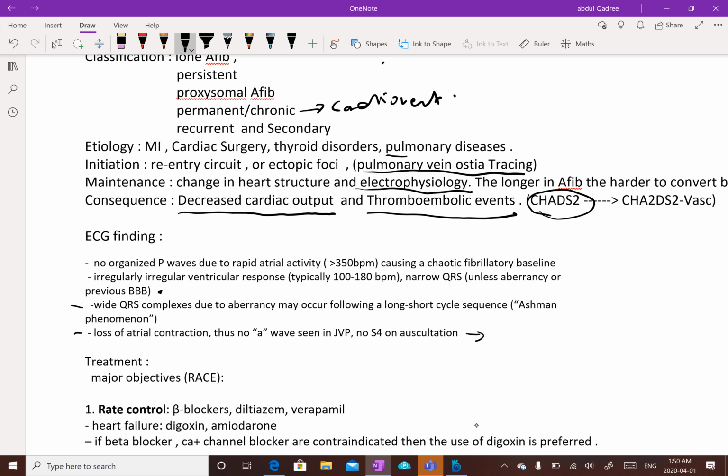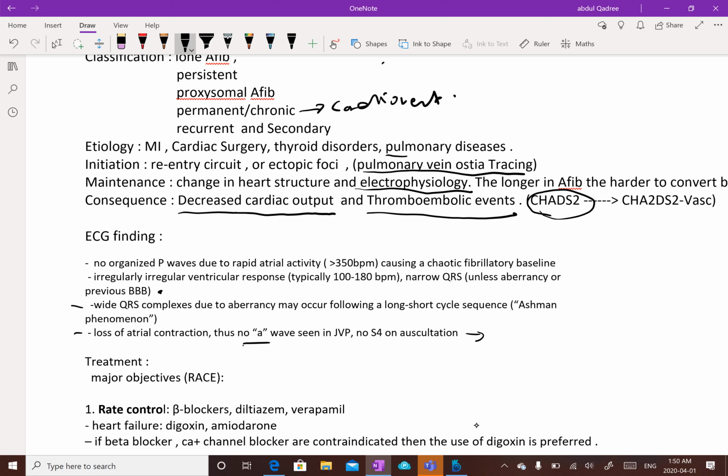What do you mean by the loss of atrial contraction? There's no A wave seen in the JVP. Because the atria, when it contracts, produces an A wave on the JVP, but since the heart rate is so fast, the atria is contracting abnormally, and you cannot see the A wave in the jugular venous pulse.